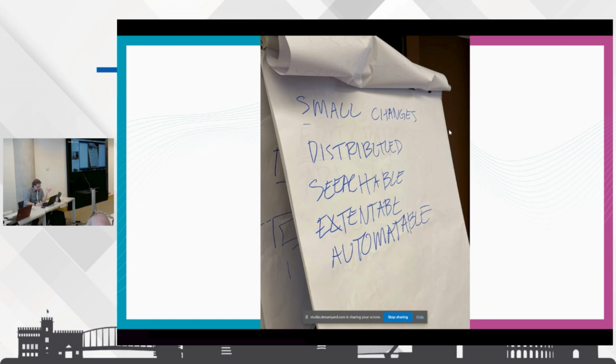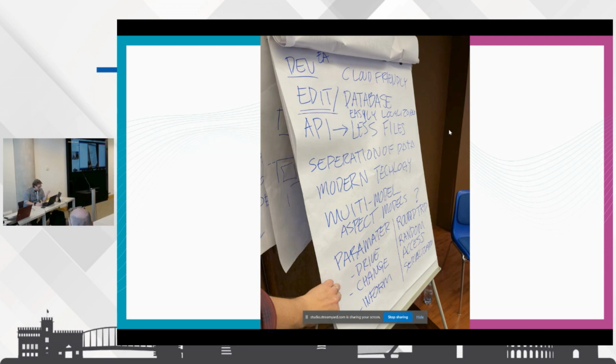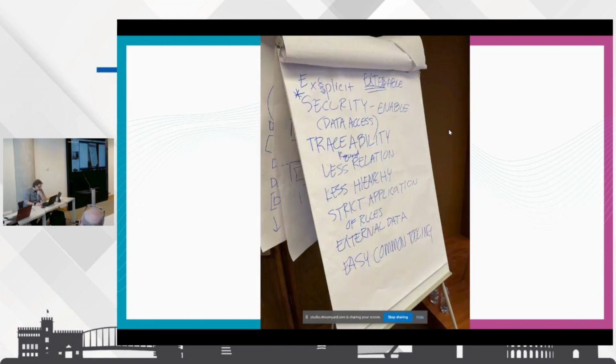Distributed, searchable, extensible, automatable. I'm reminded that in this session, I was late. I didn't oversleep, but I was quite disheveled, and the writing reflects that. But no monolithic files, less complex, change that's easy and stable, implementation speed. And then from a dev perspective, APIs, separation of data from the technology we used. I think you get the point.